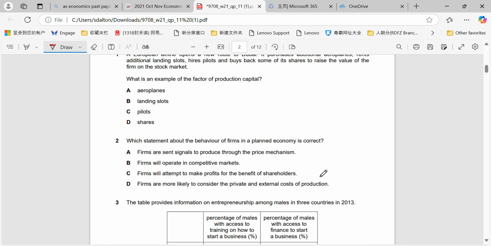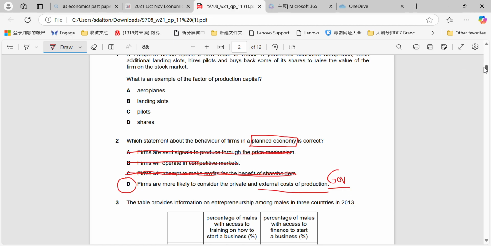Okay, question 2. Which statement about the behavior of firms in a planned economy is correct? Firms are sent signals to produce through the price mechanism. That's false. Remember, a planned economy is government controlled. So there is no workings of price mechanism. That's for the mixed or the market economy. Firms therefore do not operate in competitive markets because it's government controlled. Firms do not attempt to make profits for the benefit of stakeholders or shareholders, but they do consider private and external costs of production because it is the government, and that is what they consider.